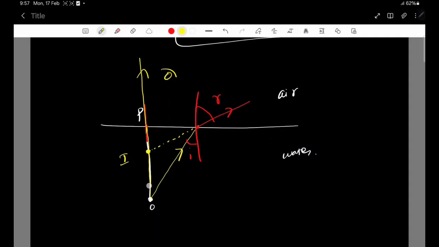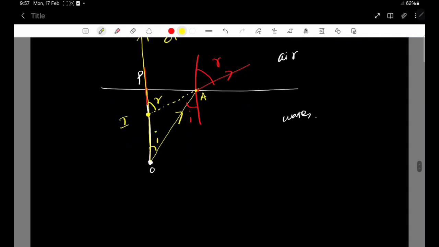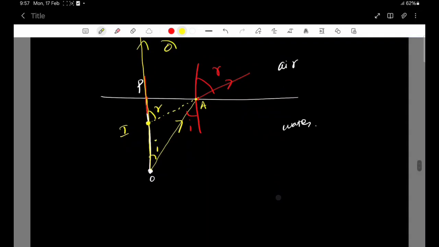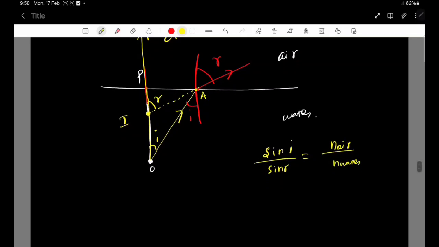If this angle is I, this angle also should be I, right? Because alternate angles are equal. Similarly, this angle is R, and this angle is also R. Let me call this point A. Now consider various triangles. Before considering anything else, I can write Snell's law, which relates the incident angle and refracted angle. That tells us sin I by sin R equals N2 by N1. N2 is the air medium, N1 is the water medium. So for a smaller angle, I can replace sin I and sin R with I and R itself.